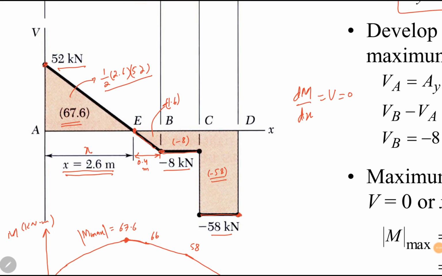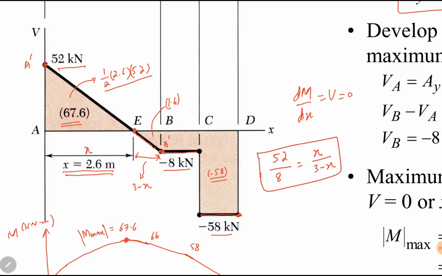If we call it X, this distance will be 3 minus X. Since these two triangles A dash E and B dash E are similar triangles, the ratio of their corresponding sides will be equal. So if I take the ratio of their corresponding sides, it will be 52 by 8 is equal to X divided by 3 minus X. So we can find X from this expression. This height is 8, so X becomes 2.6 meters.